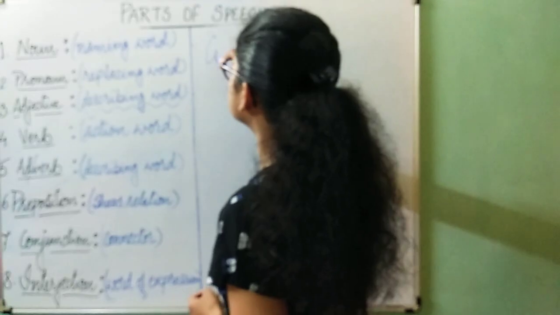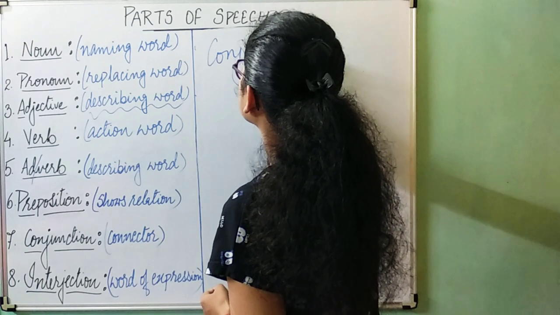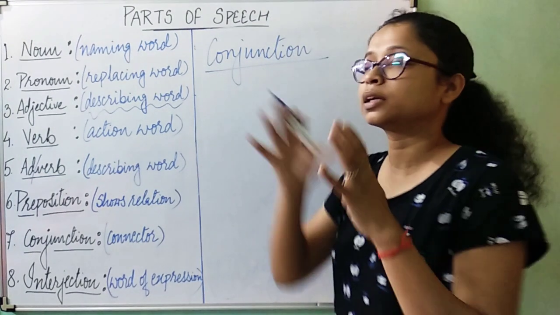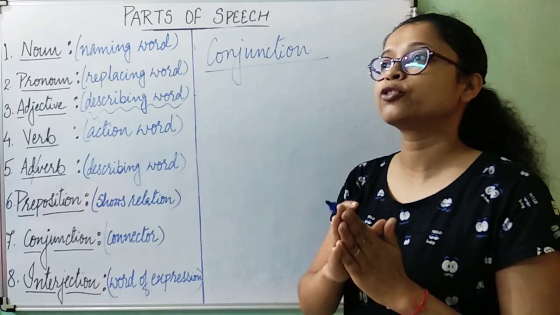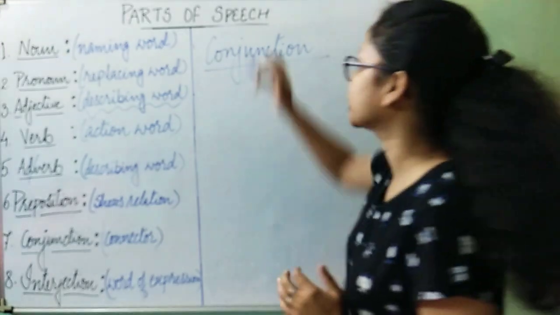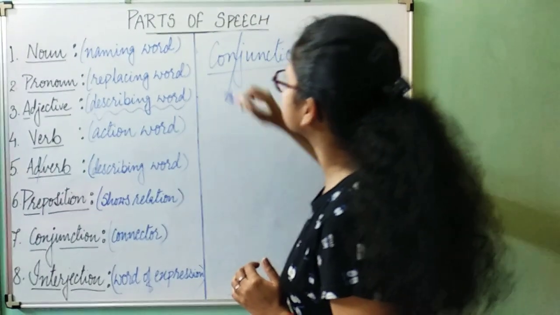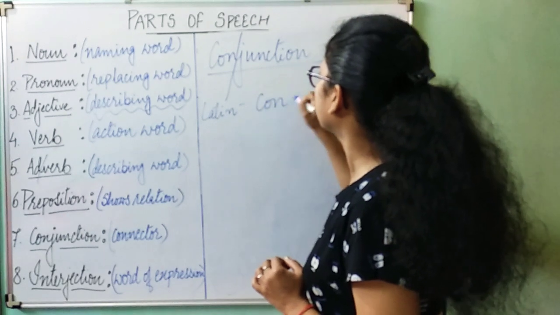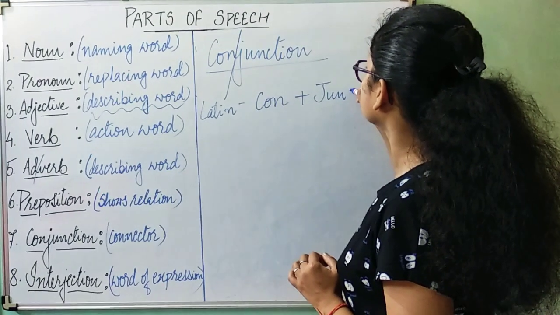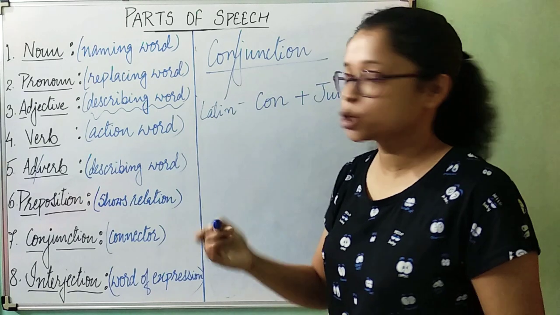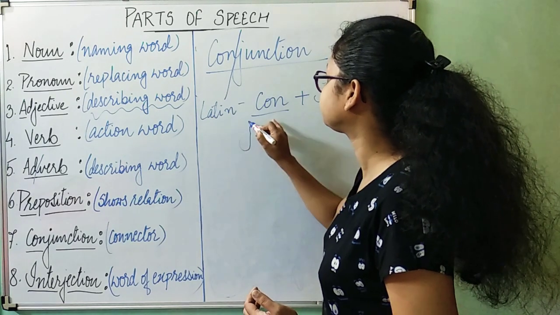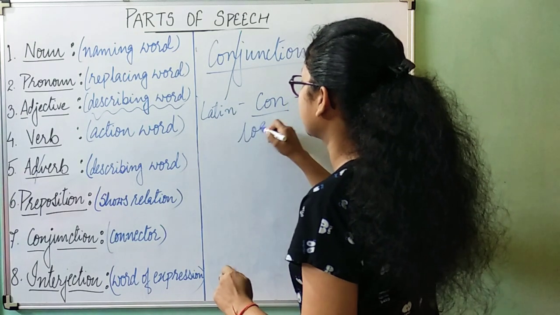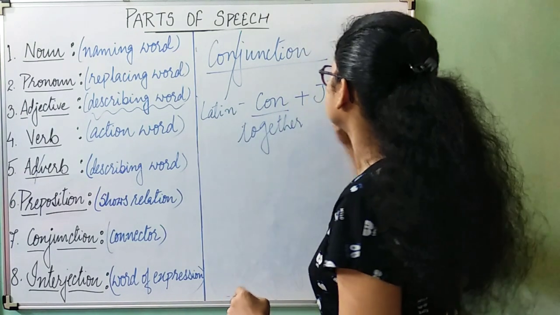Now next is conjunctions. Conjunction is a word which has come from two different Latin words, so we can break this word into two halves. It has come from the Latin words con plus junctus, which in English means together, joined.